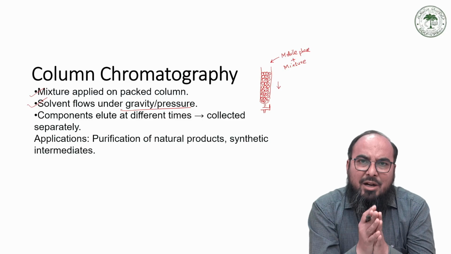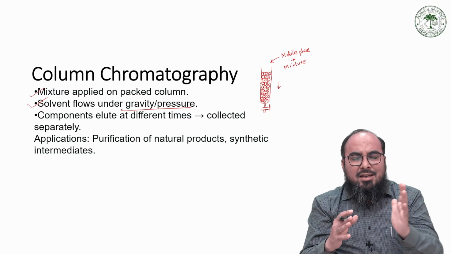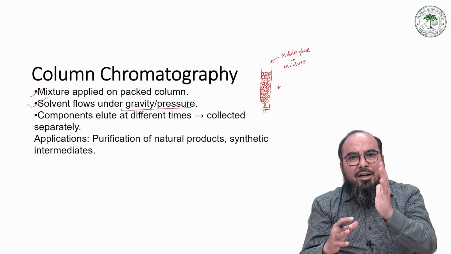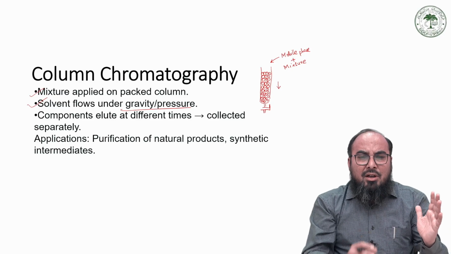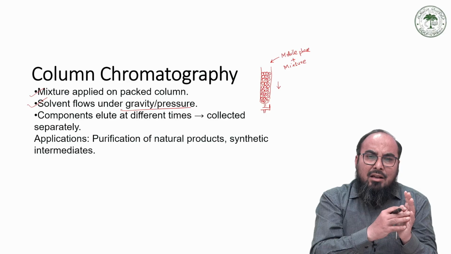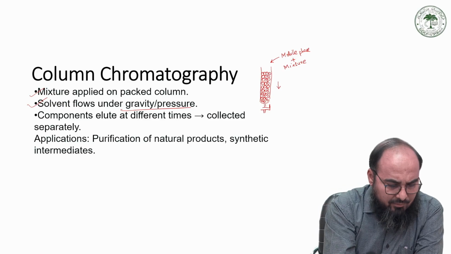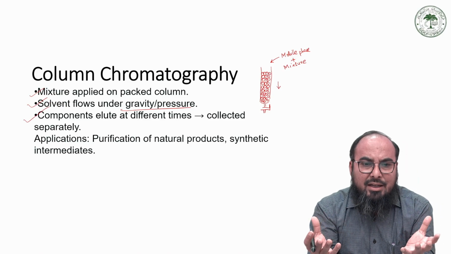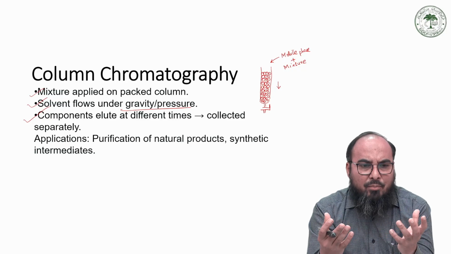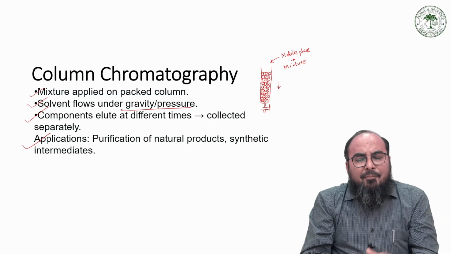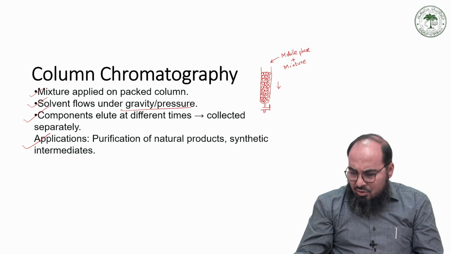In GC you actually use pressure, and in HPLC you use pressure because the column is very tightly packed, and you use extra pressure, sometimes up to 500 psi, so that you can pump your solute along with the analyte, the mixture, through the column where the main separation occurs. So here the components elute at different times, and because of the difference in elution times you separate each component. This is very useful for the separation of natural products, and for the separation of inorganic compounds also.